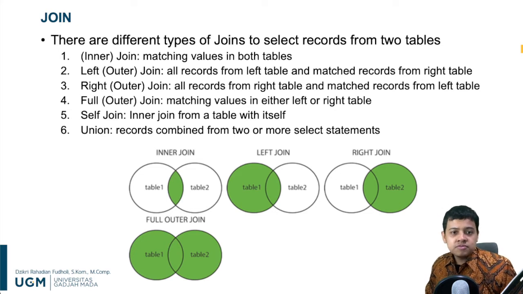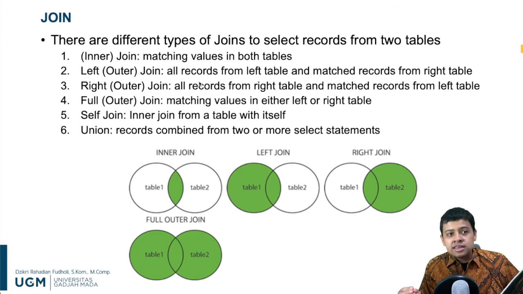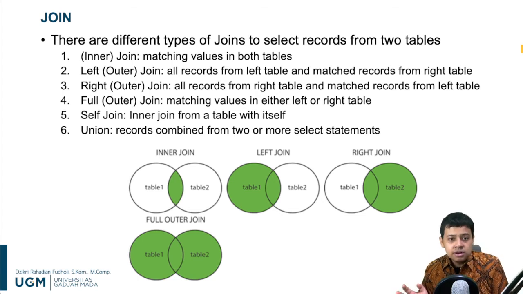There are a few types of joins. The first is inner join. You can see here on the left-hand side of the illustration, the inner join selects the matching values in both tables. So if there are any matching values, only the information that consists of the matching values will be presented as the select output. There will be no extra information from table 1 or table 2.